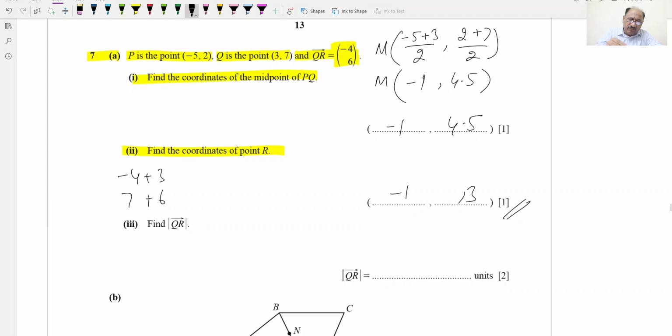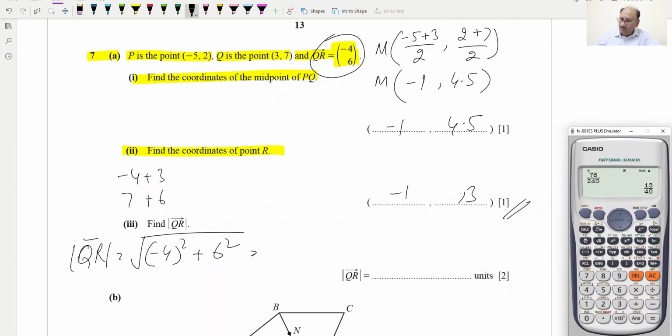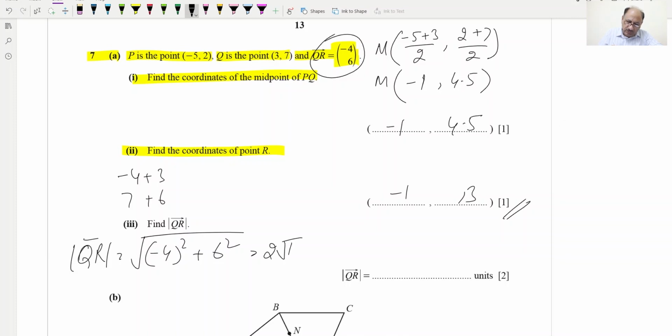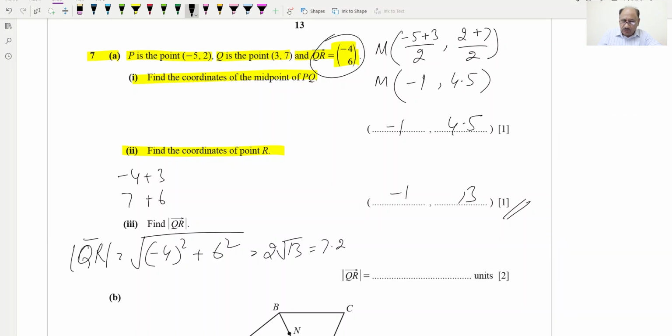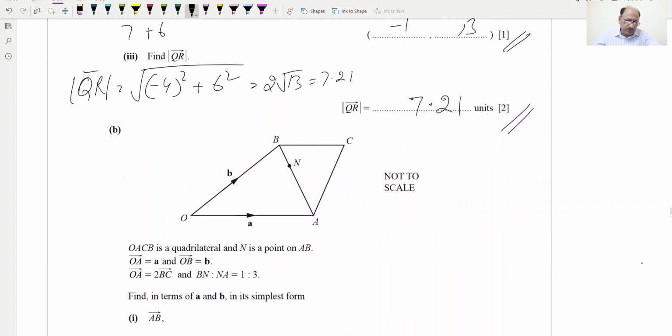Now the mod of QR is already given, so we can check for QR. Mod will be equal to the x value squared plus the y value squared, all under root. This is how we are finding the mod. So square root of (-4) squared plus 6 squared, and this will give us 2 root 13, or the decimal value, which is 7.21. So 7.21 will be our final answer for this 2 marks question.